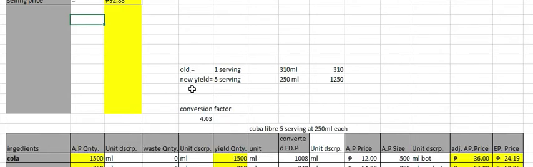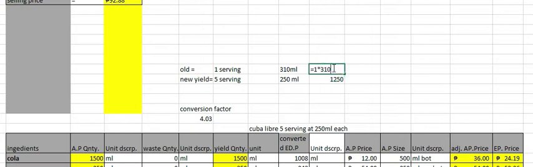Now we will segregate it into old yield and what they call the new yield. So old yield is the one serving with 310 ml, and the new yield is the 5 serving with 250 ml. So that is the ideal recipe that you are going to produce.